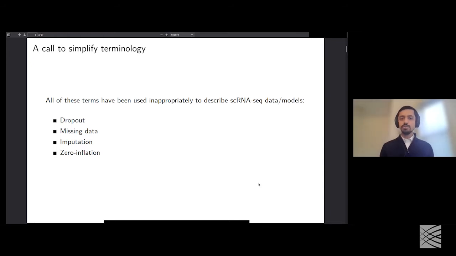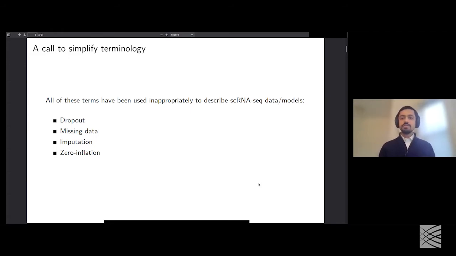What we want to argue in this talk, what we argued in our paper, is that there actually the evidence does not support that view. There are very simple reasons to explain why there are lots of zeros in single-cell RNA sequencing data, and there are very simple mechanistic models that we can use to model the measurement error.